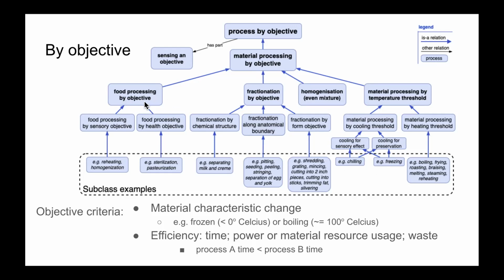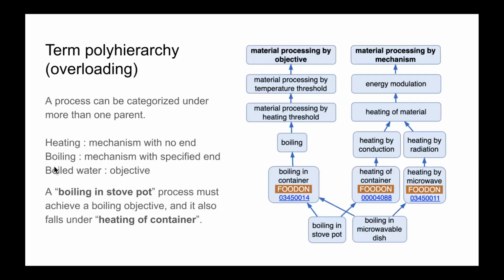And then we finally now do get into this food processing by objective, and that's where there can be health objectives involved or other kinds of sensors, organoleptic sensors. So the distinction, of course, enables us to actually place processes under both hierarchies, and this is an example of that. So you might have a heating process, mechanism with no end to it, a boiling process, mechanism with a specific end, namely whatever liquid at its boiling temperature. And then boiled water can be the objective. Boiled water here expressed as like a material output under some condition.